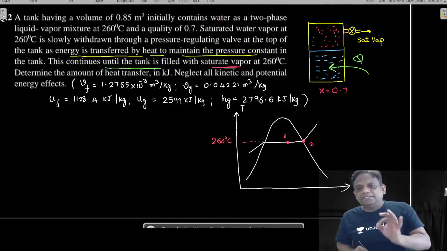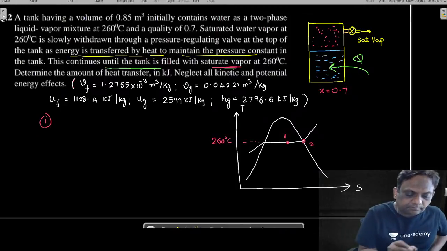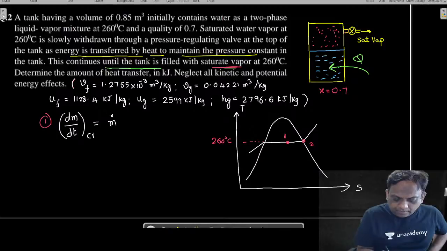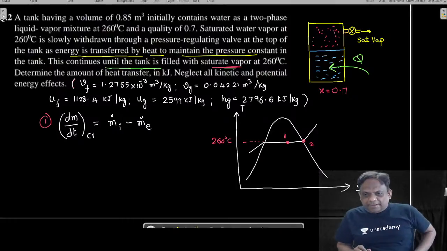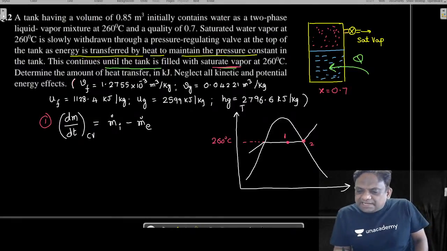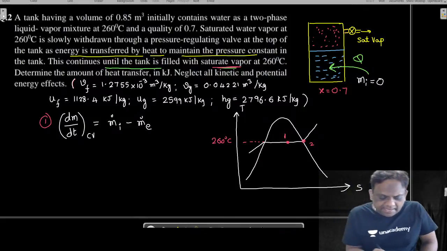Whenever it is unsteady, your teacher has given two equations. The first one is dm by dt in the control volume is equal to m dot i minus m dot e. Is there any mass entering the tank? As no mass is entering, m dot i is 0, because only mass is leaving. So can I put m dot i as 0?